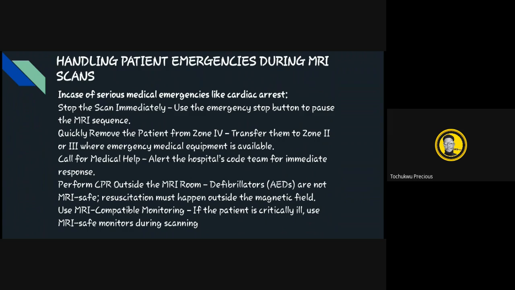So you just stop the scan, remove the patient from zone 5, transfer them to zone 2 or 3, where emergency equipment is available. Call for help. Alert the hospital's code team. If you are trained or if you have an idea of CPR, you perform CPR outside the MRI room.